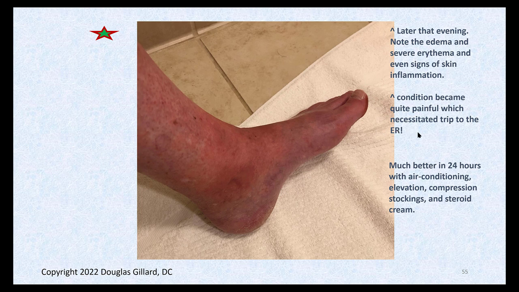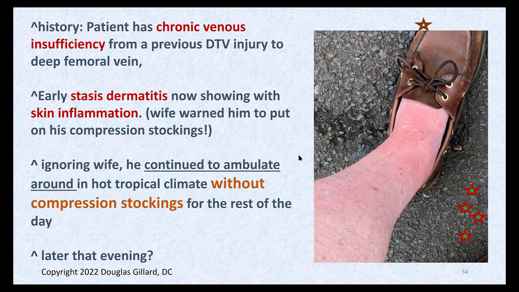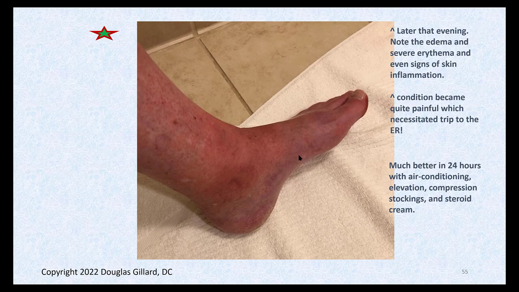So I had to go to the emergency room. Got some powerful steroid cream, which I had at home and I didn't bring with me. Put my compression stockings on, blasted the air conditioning. Next day was rainy. We had a tropical storm come through, so I stayed in all day with my ankle elevated, and I was good to go the next day. Much, much better the next day. So that's an example of stasis dermatitis.